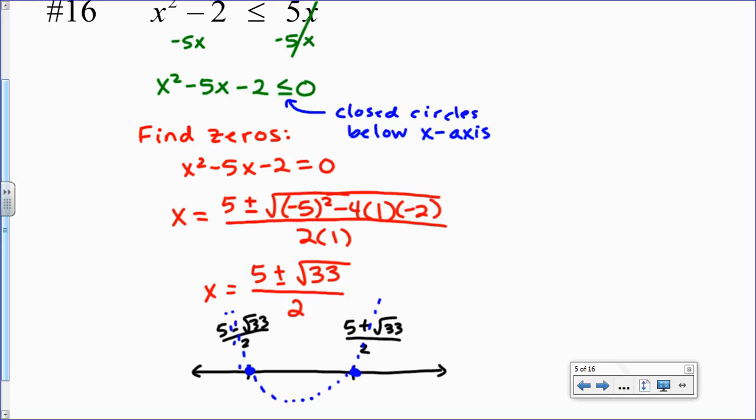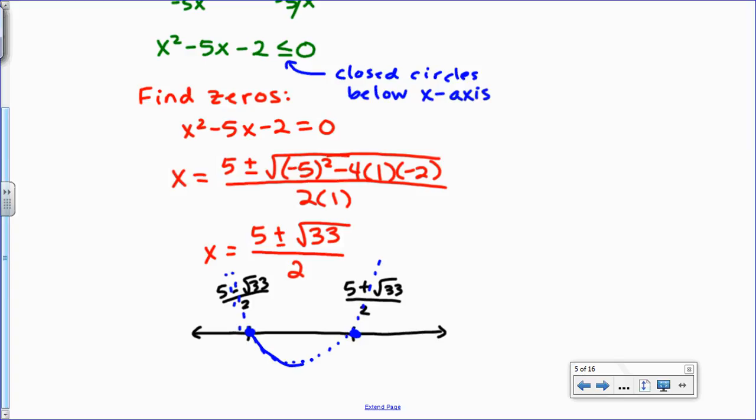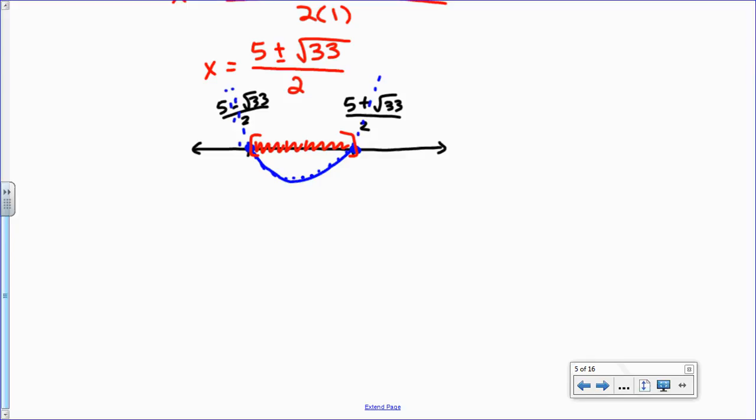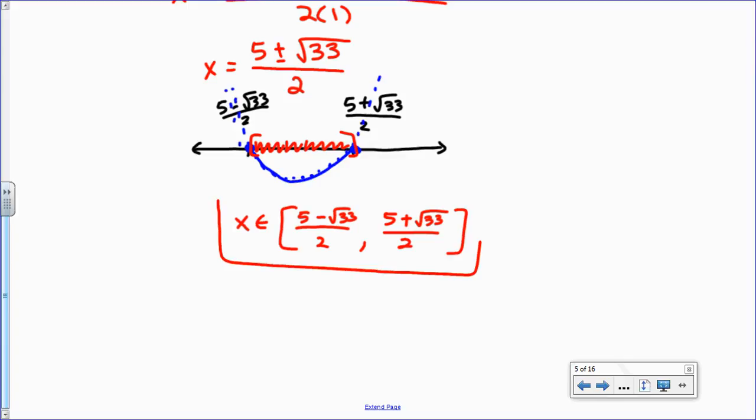So and I want what's below. So this part right here. So on my number line, it's this interval. So 5 minus square root of 33 over 2. So 5 plus square root of 33 over 2. A range of answers. You get an interval. So that's why you have to write these answers in interval notation. You're not done until you've written the interval.